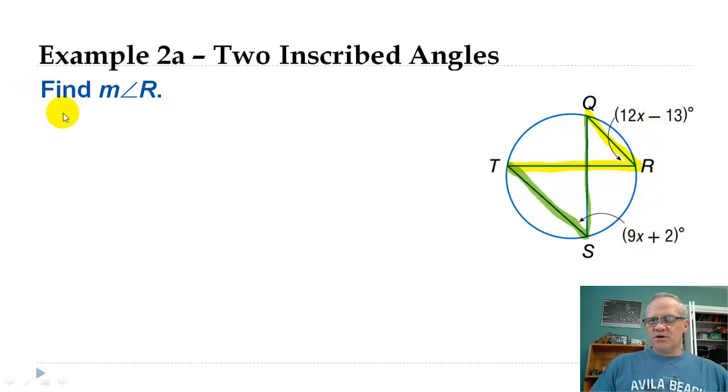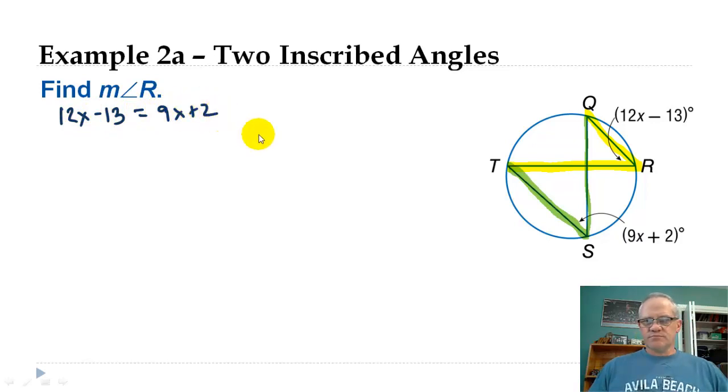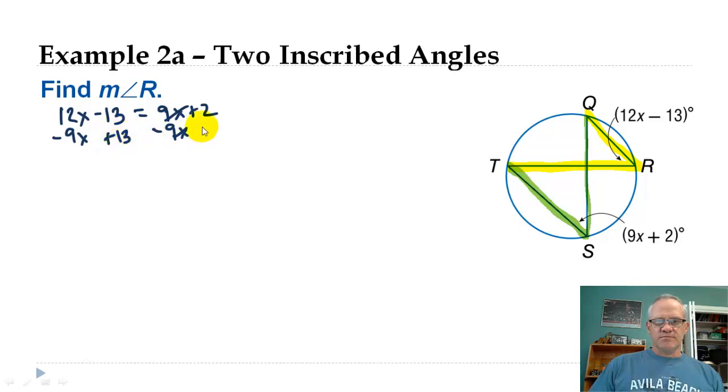So our equation there is just going to be 12x minus 13 will equal 9x plus 2. They have to equal each other. And to solve that, we just use some algebra. So minus 9x and then plus 13. And so then this is going to be 3x equals 15, divided by 3, x equals 5.